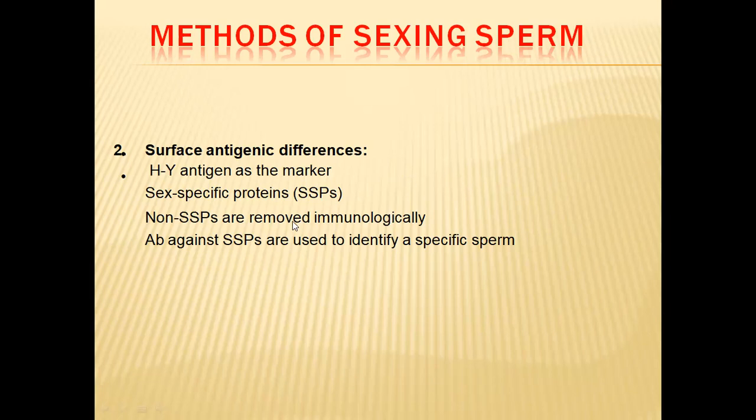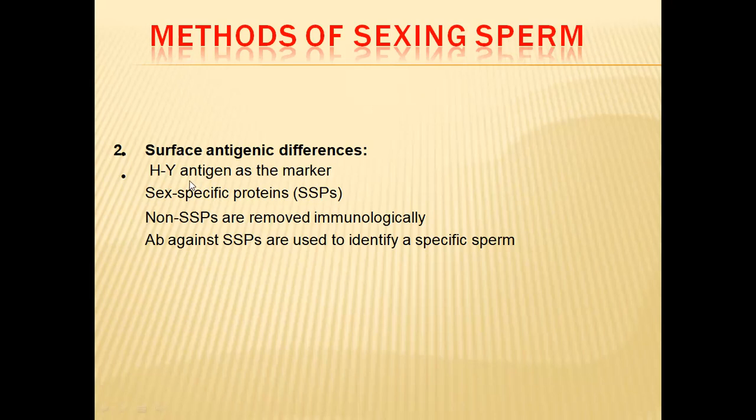Here in this case, we have two types of antigens. One is the Y antigen, another is the X antigen. The remaining are common antigens, and common antigens will be removed. After removing the common antigens, the sperms have only sex-specific antigens. Now if we want only Y chromosome sperms, we will add the antibodies which can bind with the Y antigen only.